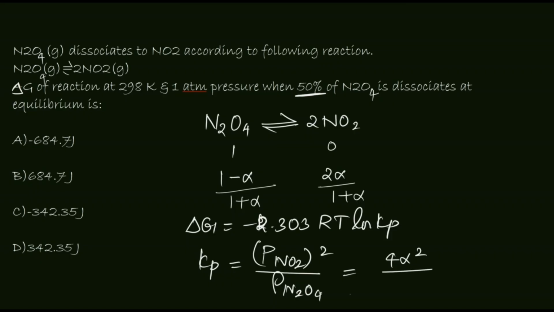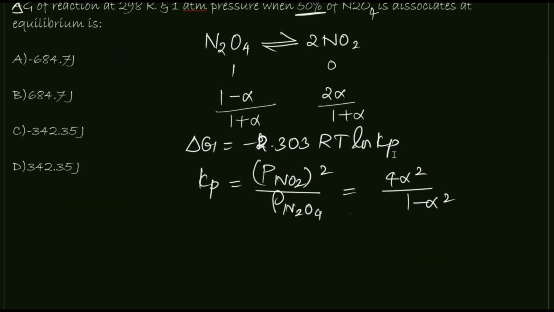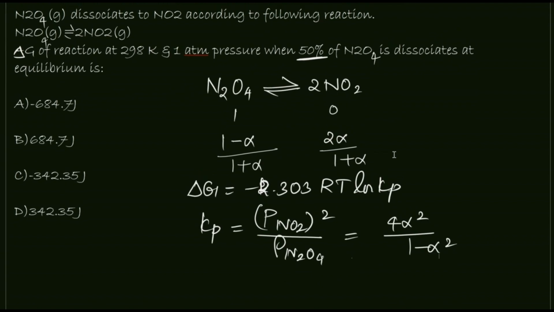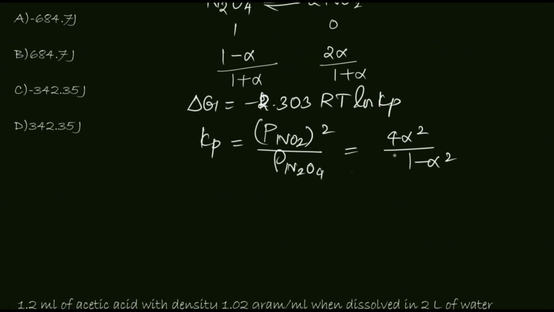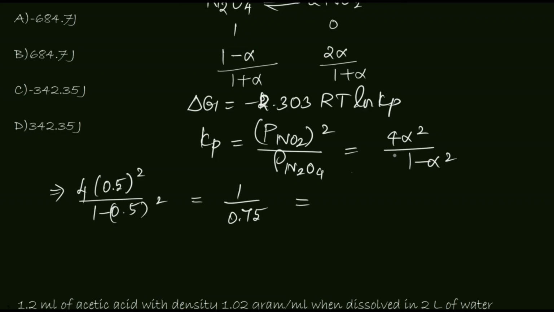You will end up with 4 alpha square by 1 minus alpha square. So here you can take the value given in the question, that is alpha is 50%, so it becomes 0.5, isn't it? I'm going to substitute the values: 4 into 0.5 square by 1 minus 0.5 square, which is calculated as 1 by 0.75, so Kp is 4 by 3.